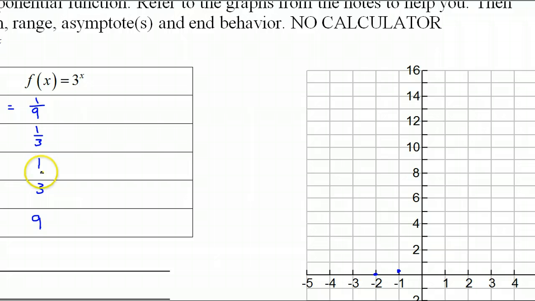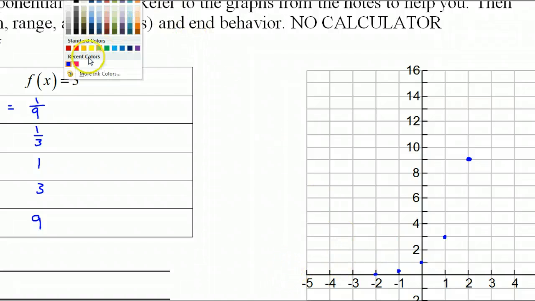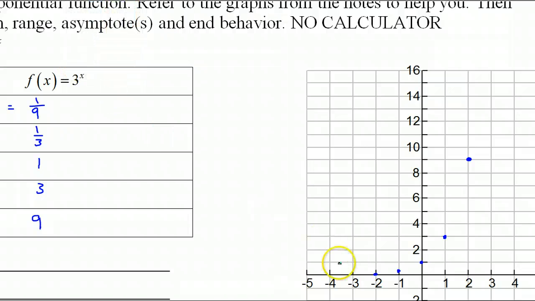And then finally some whole numbers. So then we have 1, and then 3, and then 9 would be here. So those are the values that we have. Now, exponential functions have an asymptote, all right? There's going to be some value that the graph gets closer and closer and closer to. And in this case, that appears to be 0.